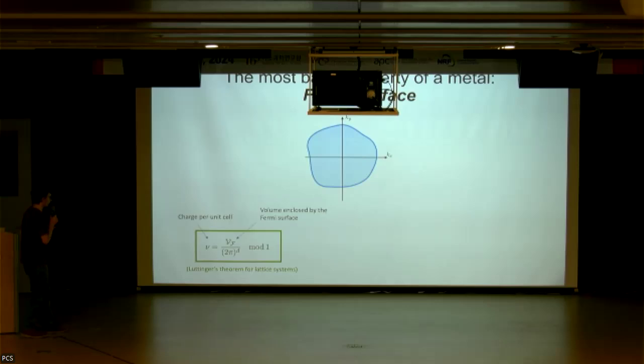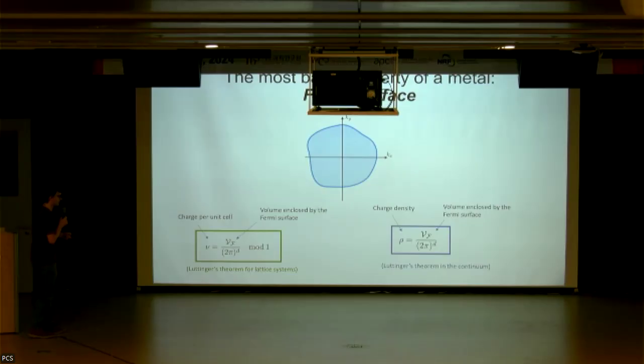And the other important property of a Fermi surface is Luttinger's theorem. Luttinger's theorem is a relationship between the volume enclosed by the Fermi surface and some microscopic data. On the lattice, where you have lattice translation symmetry, it's related to the charge per unit cell. Or if you go to the continuum, there's a simple statement, which is just that it's equal to the UV microscopic charge density.